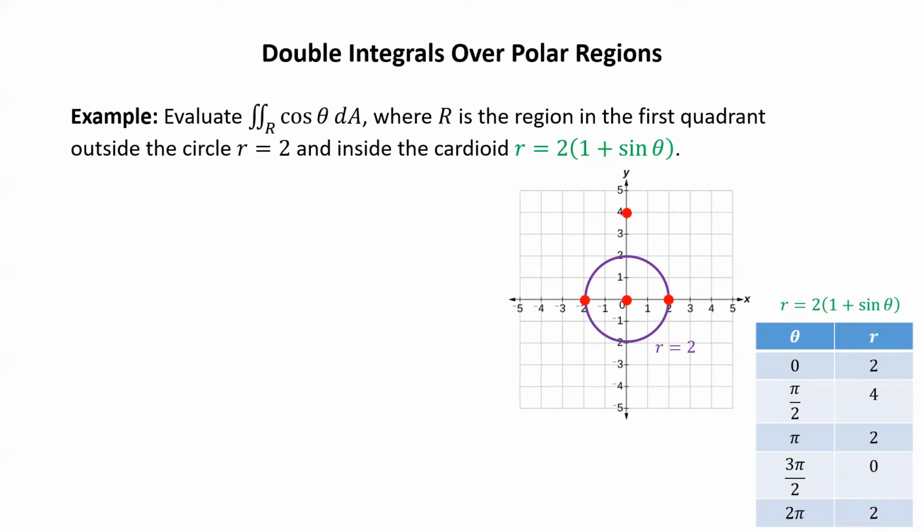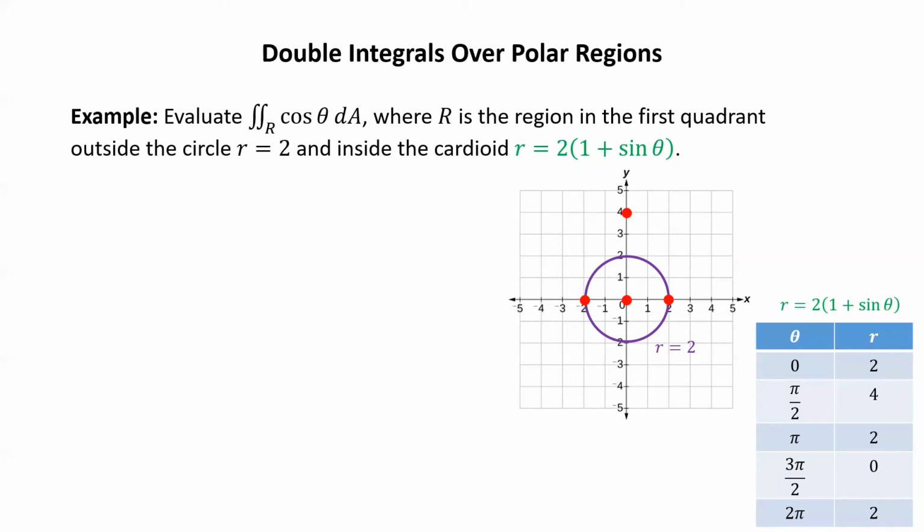So let's plot those key points. The point (0, 2) means we make an angle of 0 radians with the positive x-axis, meaning we're lying along the positive x-axis, and r being 2 means we go out 2 units along the positive x-axis. You can see that point plotted there at the right-hand side of the circle at 2 on the x-axis. What about the point (pi over 2, 4)? So when theta is pi over 2, that means we're along the positive y-axis because we're pi over 2 radians away from the x-axis.